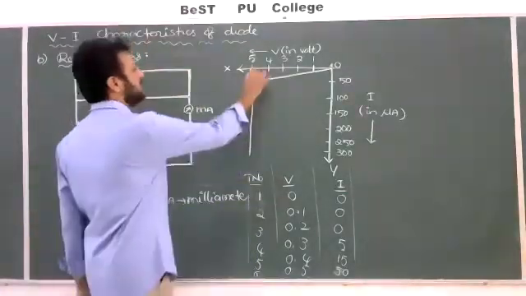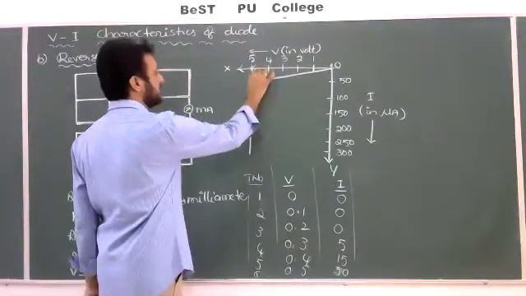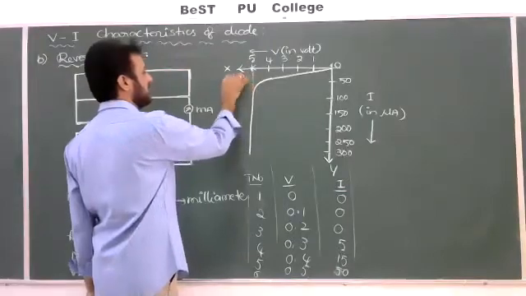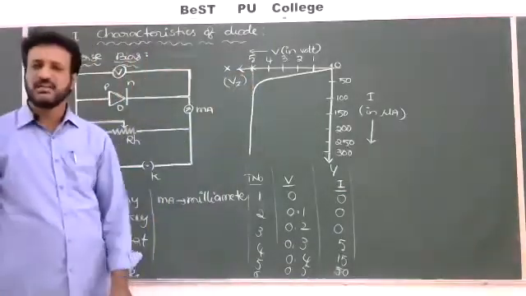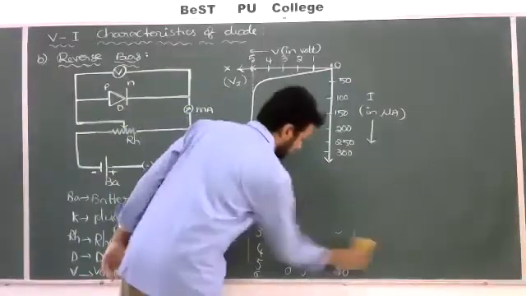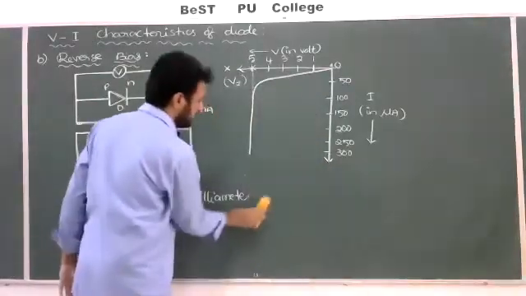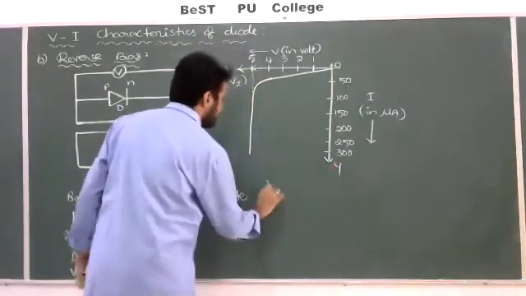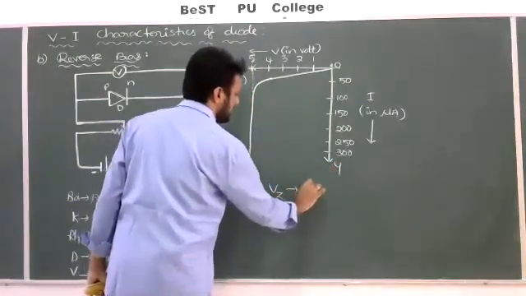The voltage at which the current suddenly or sharply increases is called VZ. I am representing the letter as VZ. That is called Zener voltage or breakdown voltage. In exam, one more question will be asked. Important: VZ represents breakdown voltage.